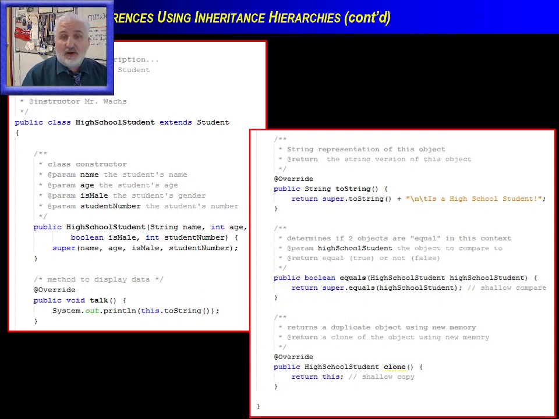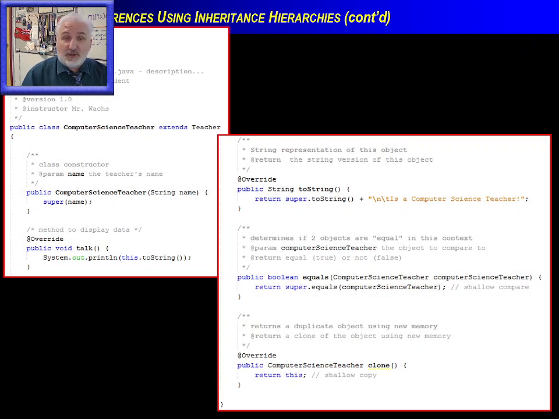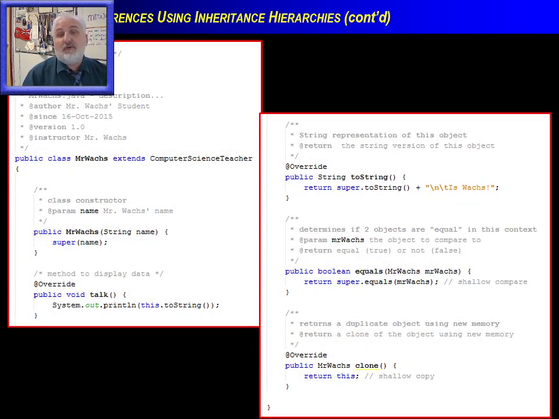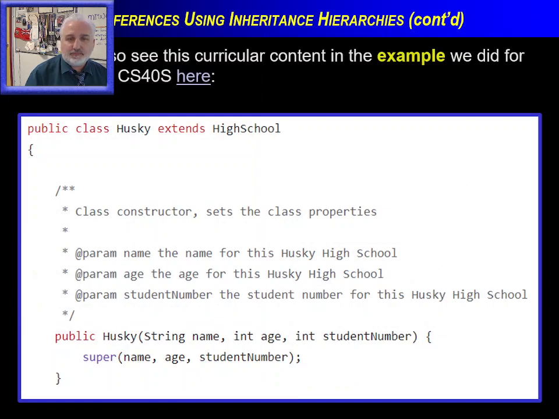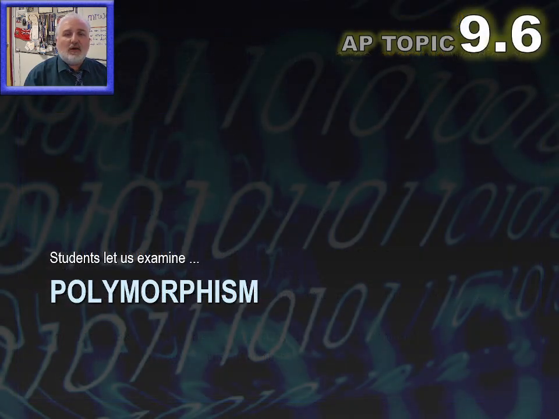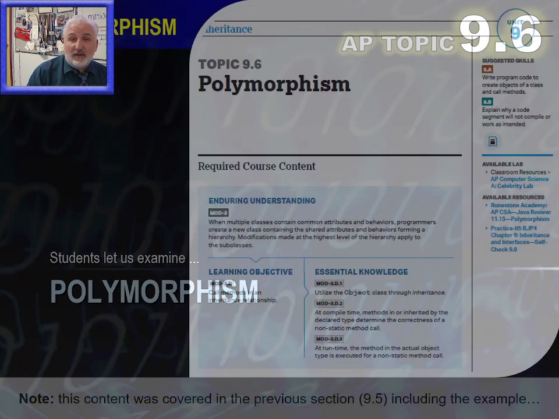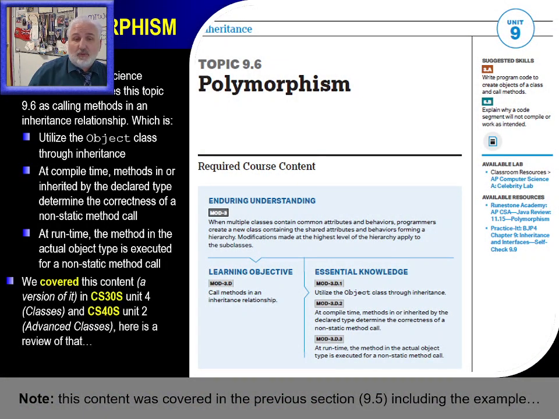They're all extending, so lots of child objects inheriting from a parent object. We have the high school class inheriting from the student class, which inherits from the person class. We have the computer science teacher class inheriting from the teacher class, which inherits from the person class. We have the Mr. Walks class inheriting from the computer science teacher class, which inherits from the teacher class, which inherits from the person class. And all those classes inherit from the object class. So all of those classes can be used in a polymorphic way, which leads into topic 9.6, polymorphism, and how that's part of the AP curriculum. So here you can see how it incorporates that, and yes, it does talk about the object class as part of that, which is something that's covered in Computer Science 40S.